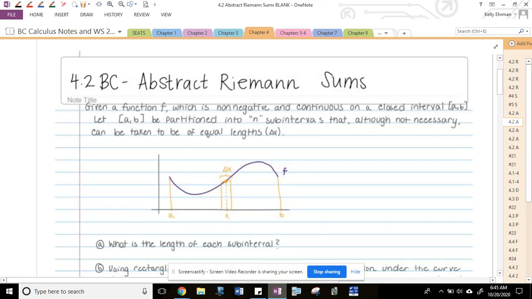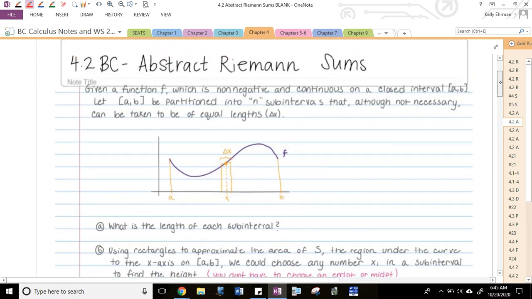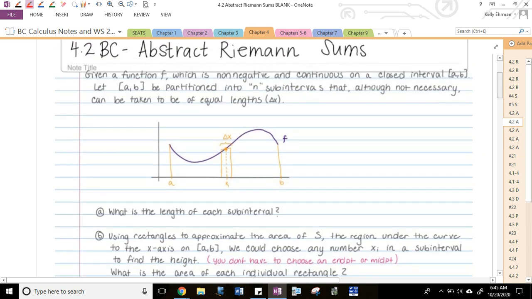So yesterday we talked about how to do Riemann sums, and today we're going a little bit more abstract, or these might be called formal Riemann sums. But we're going to think about things a little more analytically. So this says, given a function f, which is non-negative and continuous on a closed interval a to b, let a to b be partitioned into n subintervals that, although not necessary, can be taken of equal length.